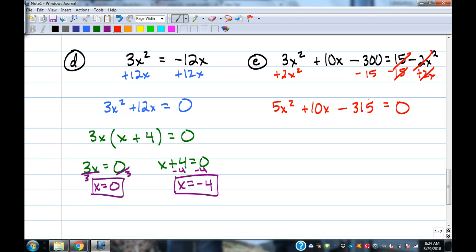Ooh, big numbers. But what's the first thing you do? What is the GCF? All right, 5 goes into them. Does everybody have an x? No, the 315 doesn't, so that messes up having the x. So 5 is the GCF, so we're going to pull that 5 out. And what does that leave in the parentheses then?